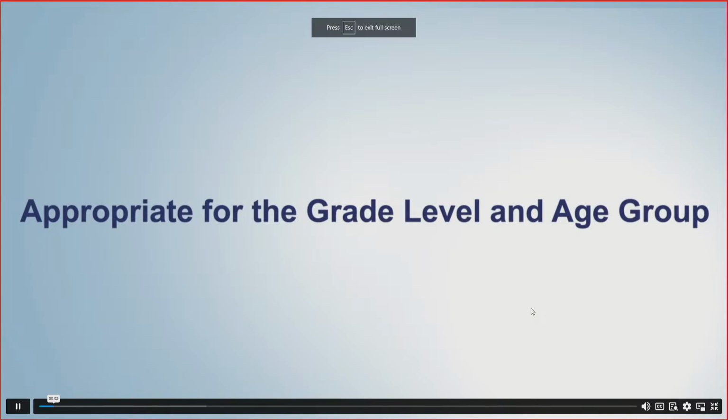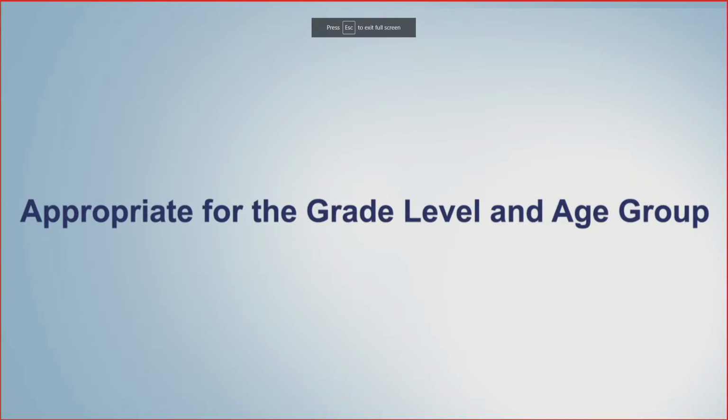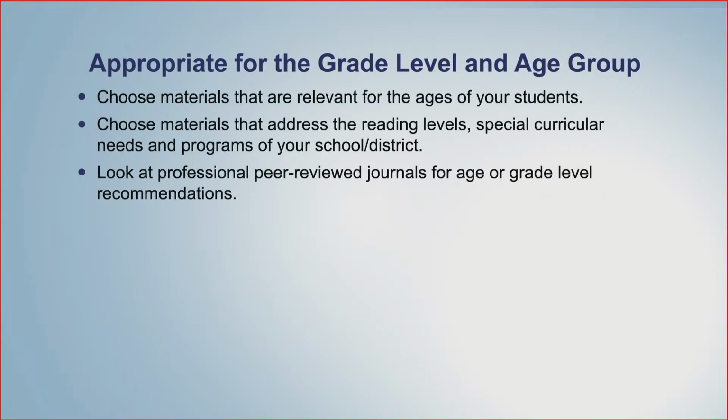When choosing materials for your library media center, choose materials that are age appropriate by taking into consideration the ages, grade levels, levels of maturity, reading levels, and special curricular needs and programs of your school or district. Materials should reflect all levels of abilities, from struggling readers through those that are advanced. Special curricular needs may include materials for English language learners, gifted learners, and schools that may have specialized programs, such as technology magnets and advanced programs.